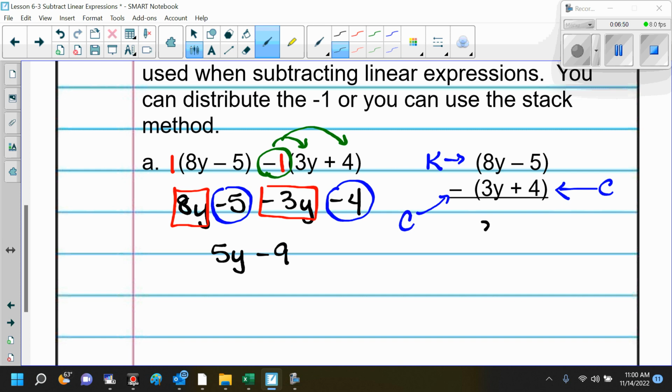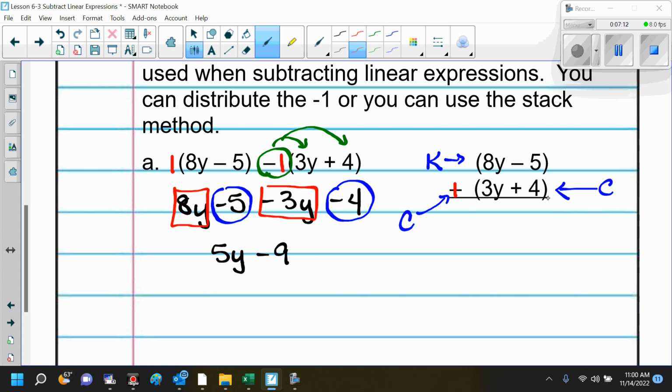So we're going to keep 8y minus 5. Okay? Actually, I'm not going to rewrite. I'm just going to write on my problem. We're going to keep this first expression the same. So this 8y minus 5 stays the same. The subtraction becomes addition. I'm just going to use my colors.